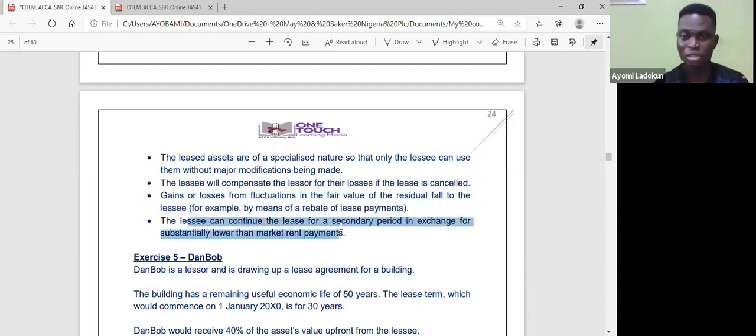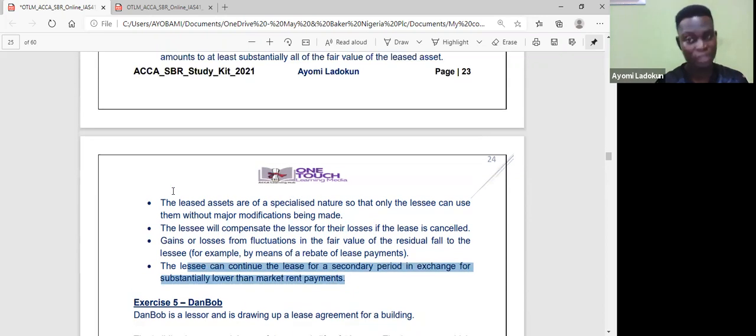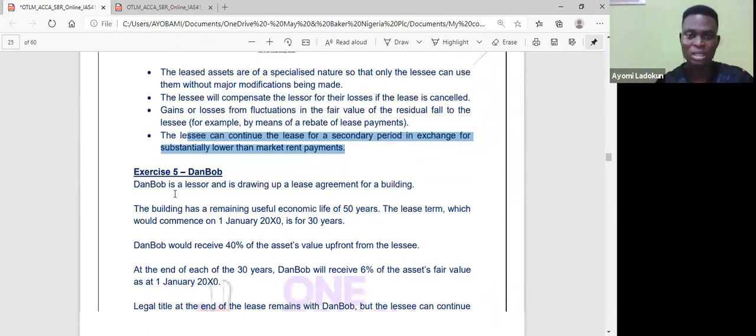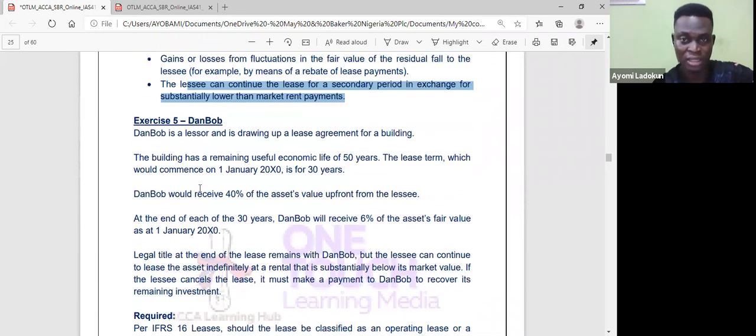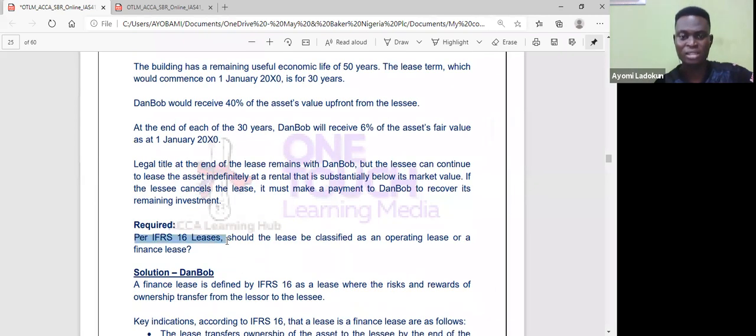Then the lessee can continue the lease for a secondary period in exchange for substantially lower than market rent. So any of this can feature in a scenario question, then we can determine whether it's a finance lease or operating lease. So let's look at this question to see that. IFRS 16 leases, should the lease be classified as an operating lease or finance lease?